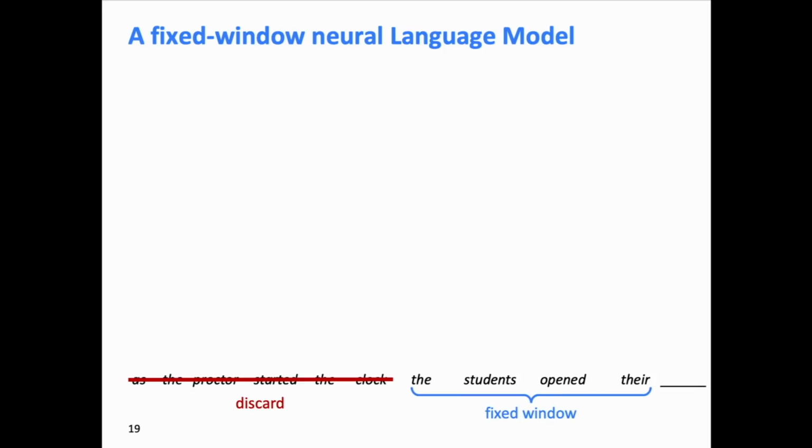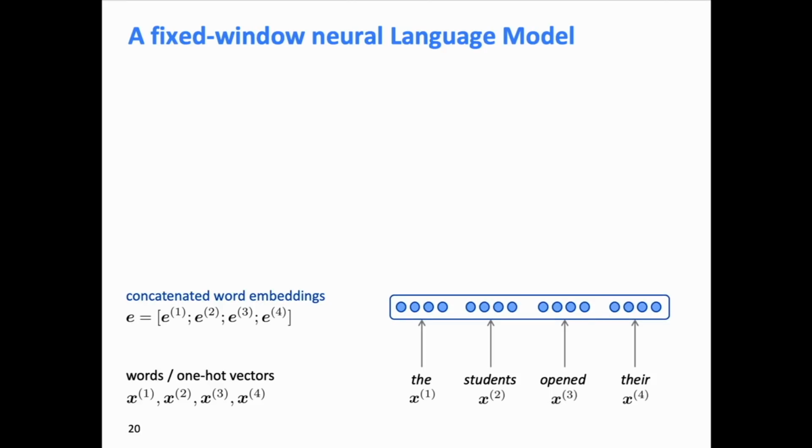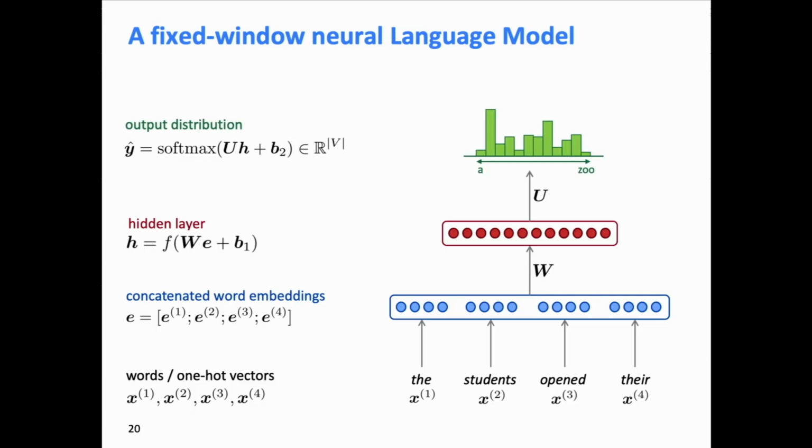So what we'll do is, similarly to the NER model, we're going to represent these words with one-hot vectors. And then we'll use those to look up the word embeddings for these words using the embedding lookup matrix. So then we get all of our word embeddings E1, 2, 3, 4, and then we concatenate them together to get E. We put this through a linear layer and a nonlinearity function f to get some kind of hidden layer.